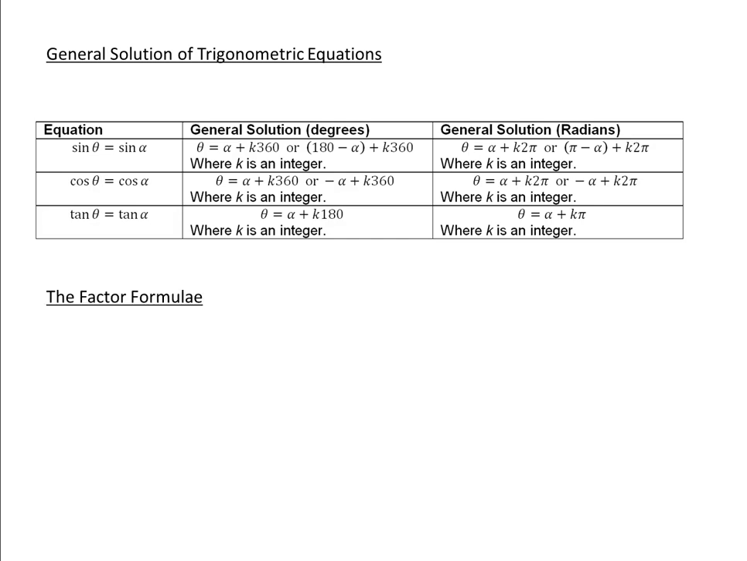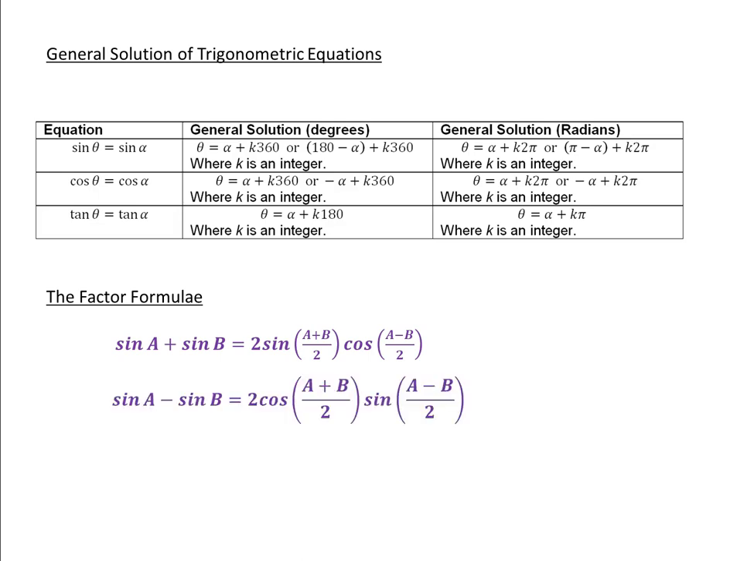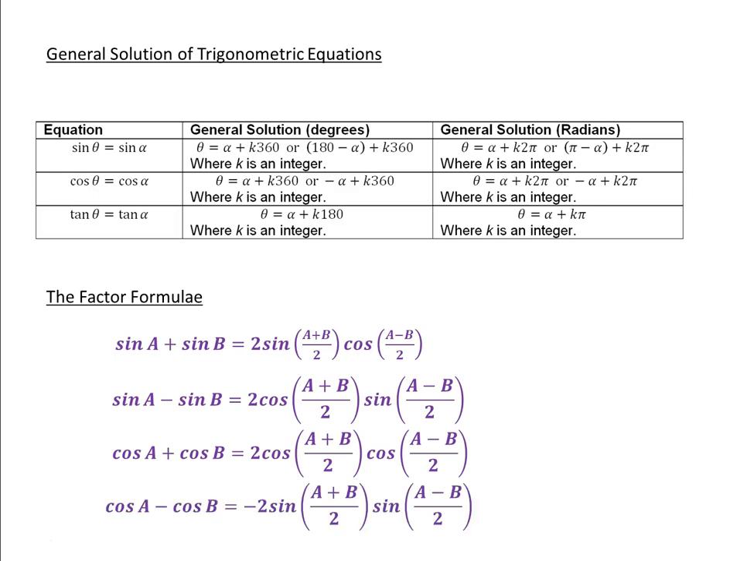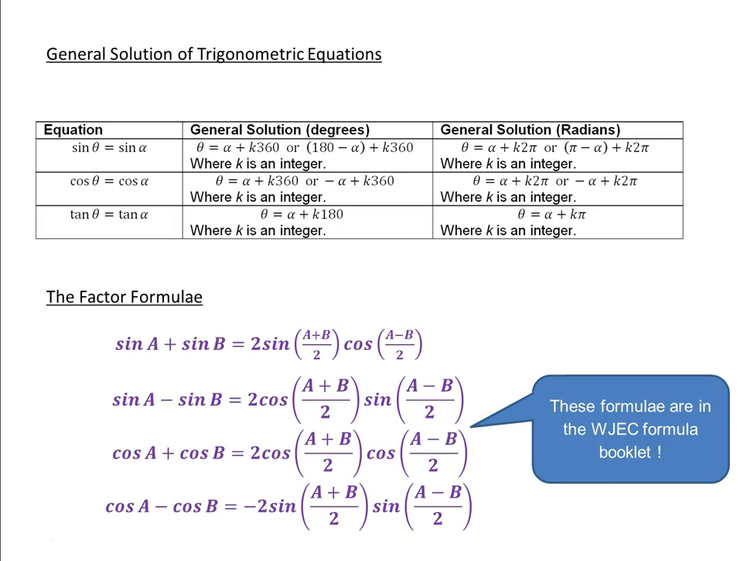Then the factor formulae that we need to be familiar with, which are the formulae for sine A plus sine B as 2 sine (A plus B) over 2 cos (A minus B) over 2. And then similar results for sine A minus sine B, cos A plus cos B, and cos A minus cos B. And the results for the factor formulae are actually in your formula booklet.